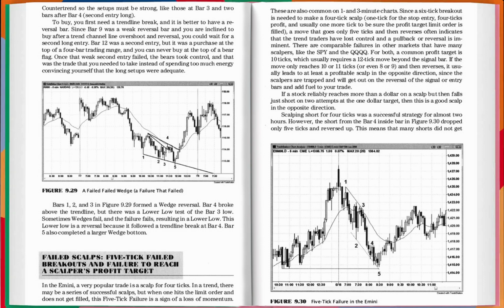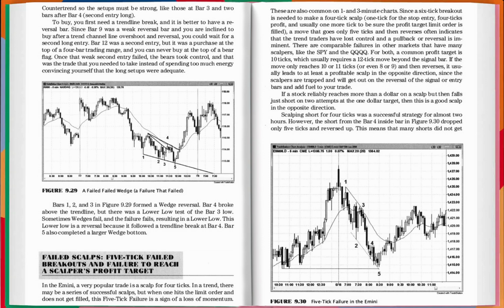A move that goes only 5 ticks and then reverses often indicates that the trend traders have lost control and a pullback or reversal is imminent. There are comparable failures in other markets that have many scalpers, like the SPY and the QQQQ. For both, a common profit target is 10 ticks, which usually requires a 12-tick move beyond the signal bar.